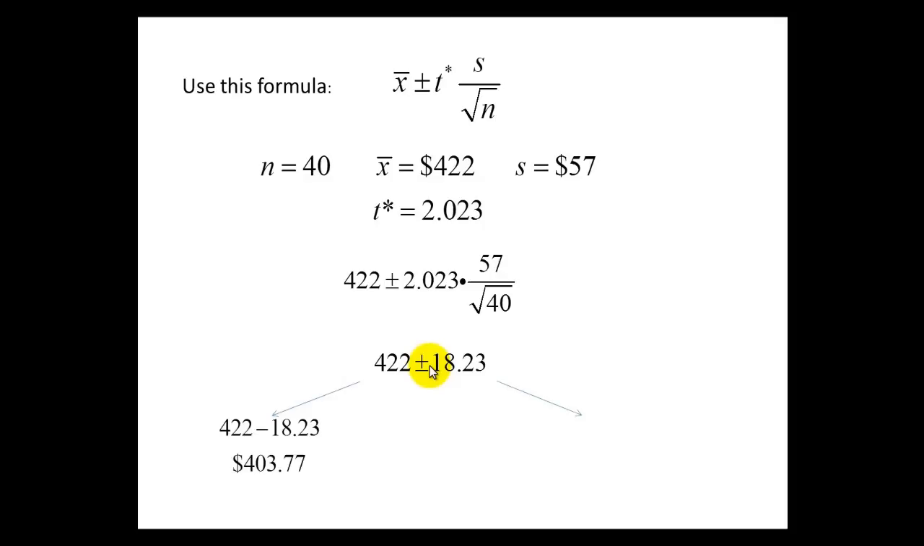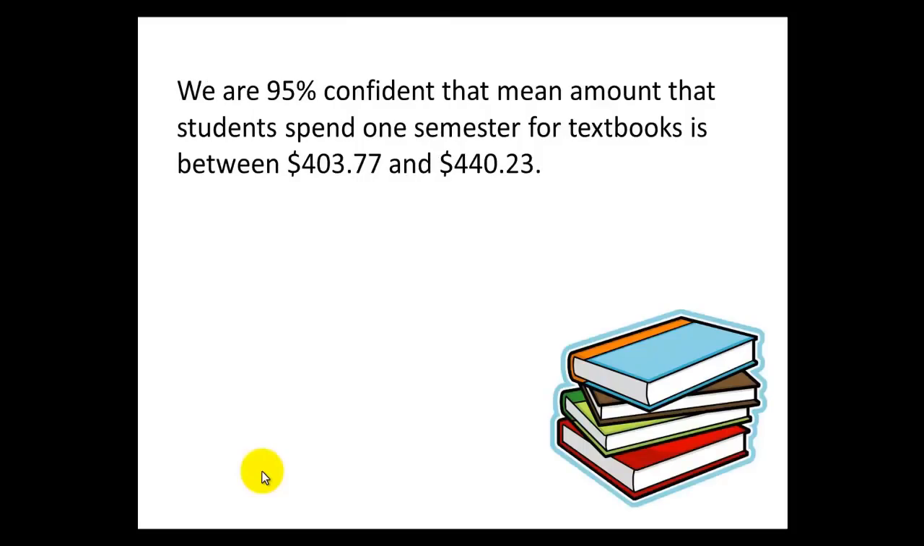Here it is when we subtract, which leaves us with $403.77. And here's the add. $422 plus the $18.23 leaves us with $440.23. Put these together and we have a confidence interval. And we'll be able to state that we are 95% confident that the mean amount that students spend in one semester for textbooks is between $403.77 and $440.23.